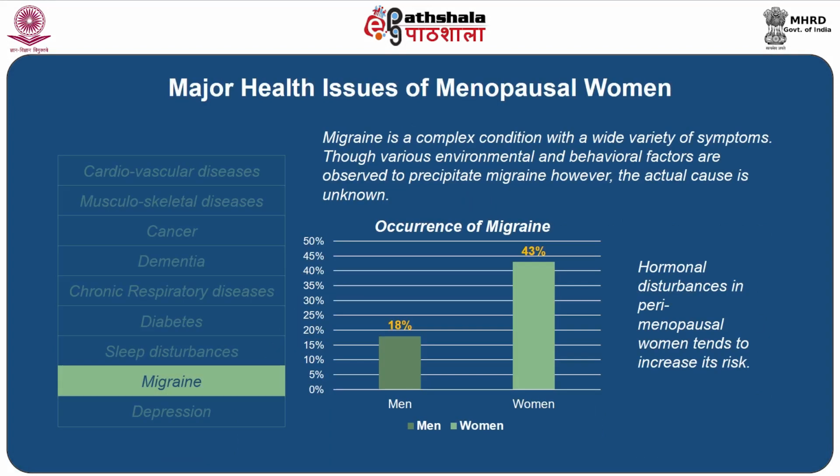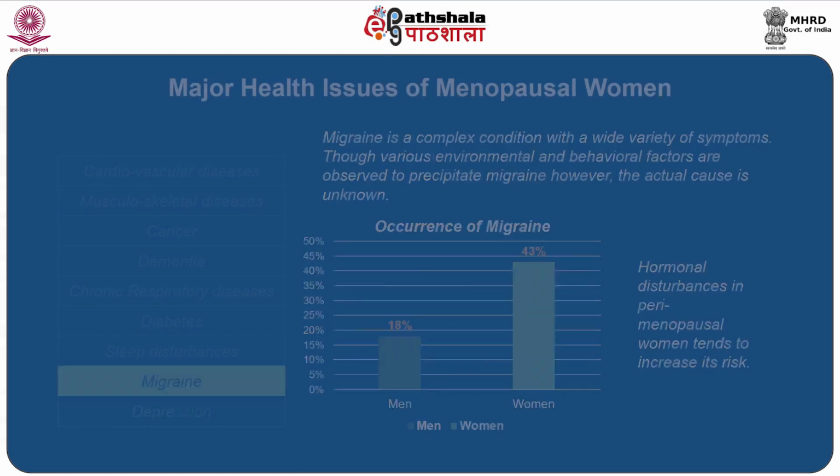Migraine is another condition, a major health concern experienced by women in the menopausal stage. Migraine is a complex condition with a wide variety of symptoms. Though various environmental and behavioral factors are observed to precipitate migraine, the actual cause is unknown. Though migraine occurs in both sexes, women tend to be more prone to migraine as compared to men, with a cumulative lifetime prevalence of 43% among women and 18% among men. Hormonal disturbances in perimenopausal women tend to increase its risk.